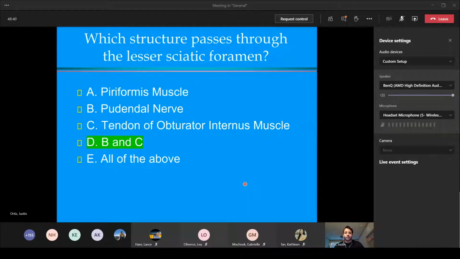I'd like to make the questions in the PowerPoint study helpful as well. So for example, now we know the pudendal nerve and the tendon of the obturator internus are going to be important structures that go through the lesser sciatic foramen. So y'all can use it during your PowerPoints or when you get the notes in order to study the lesser sciatic foramen. The piriformis is actually going to go through the greater sciatic foramen.